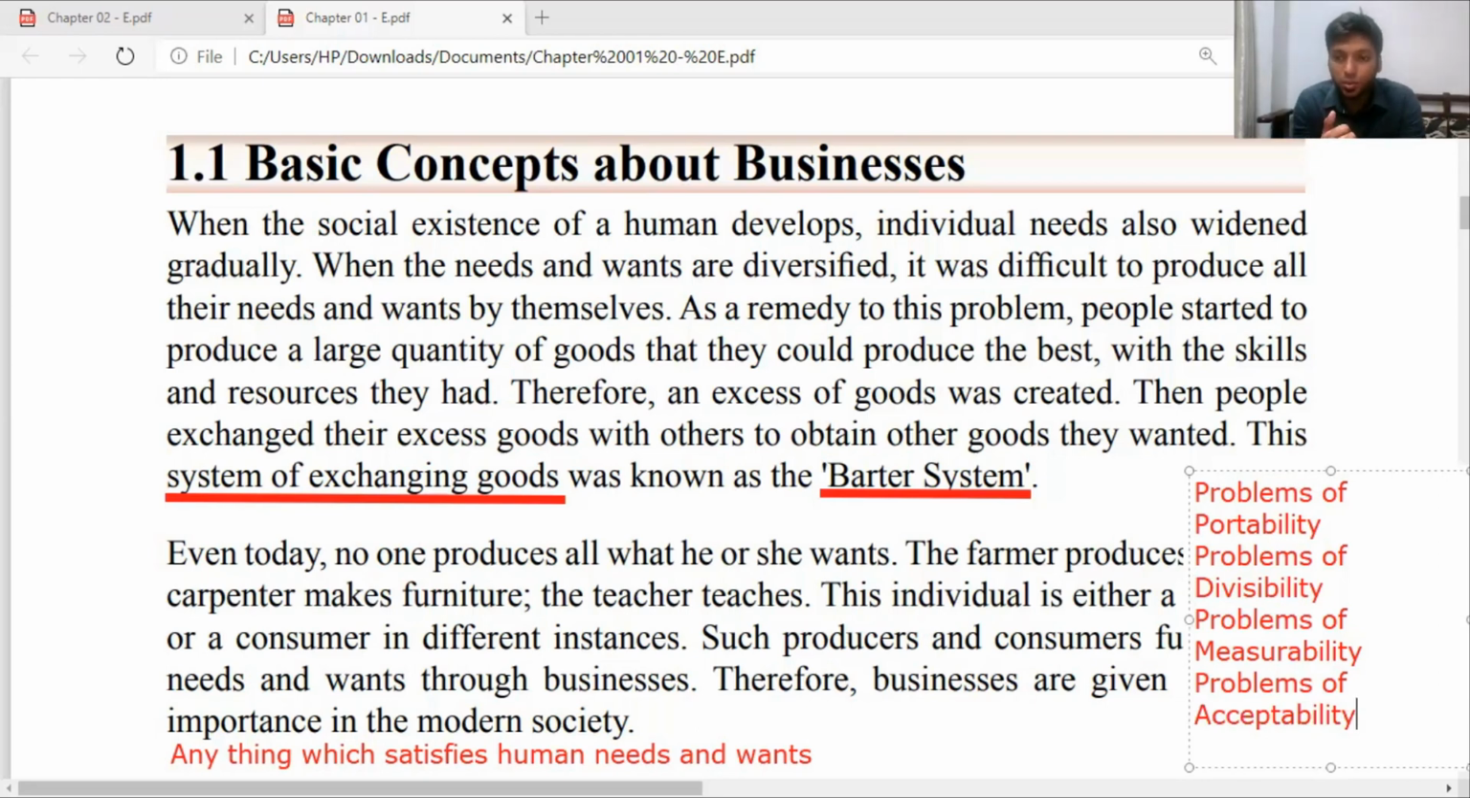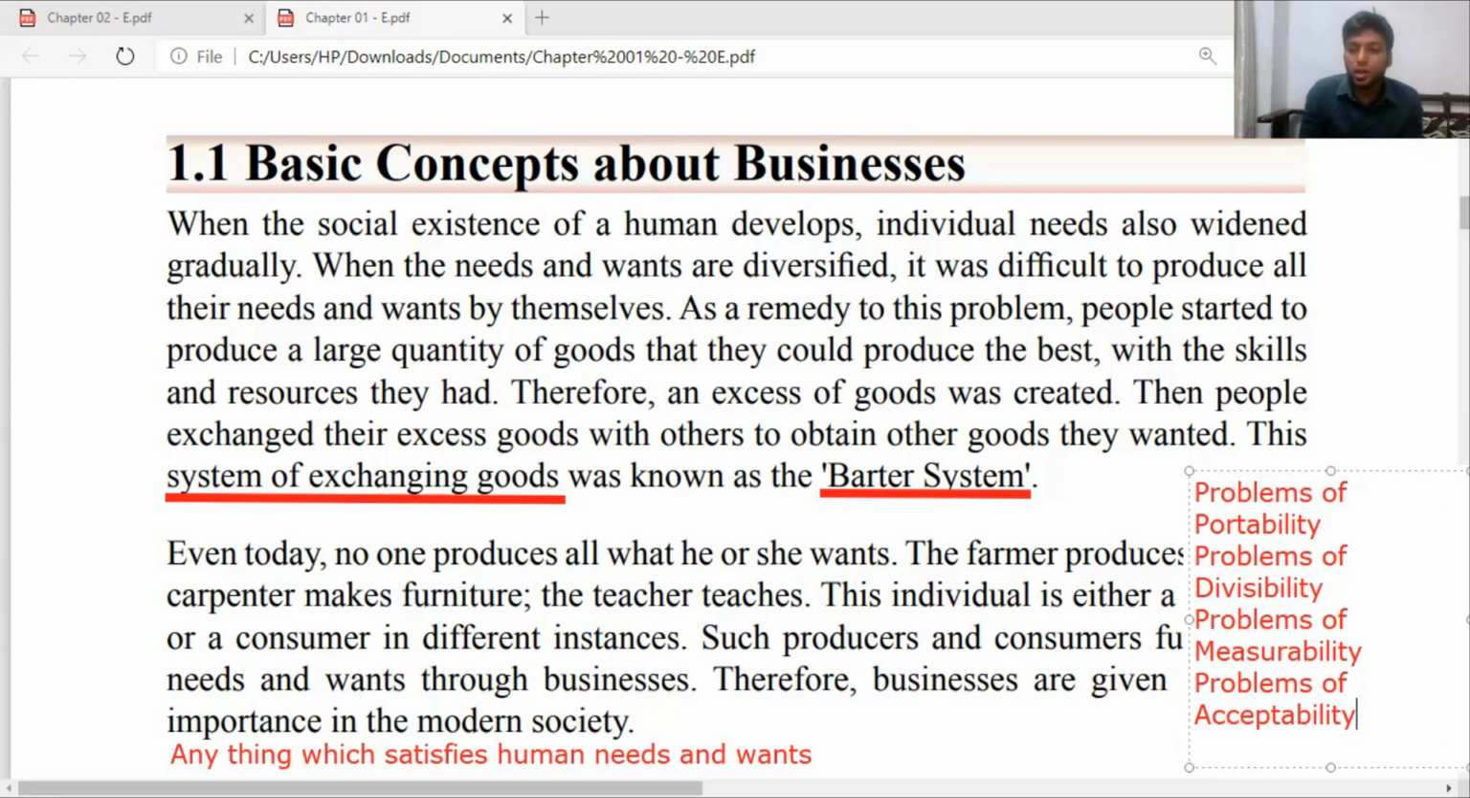What is the barter system, first of all? And they might ask what are the problems they encountered in the barter system. So these are the problems you need to remember. One is portability, divisibility, measurability, acceptability. Portability is about carrying the item from one place to another. The problem you will go through when you are carrying it: it's very hard to carry. Divisibility: it is very hard to divide.